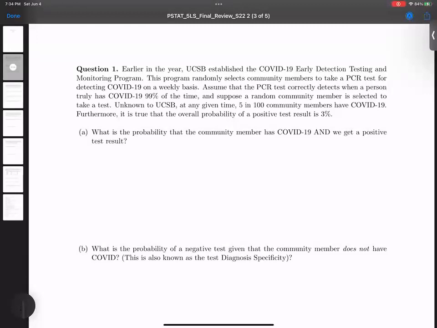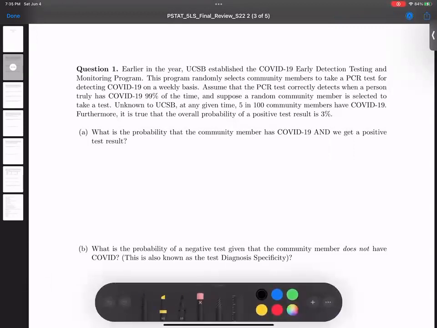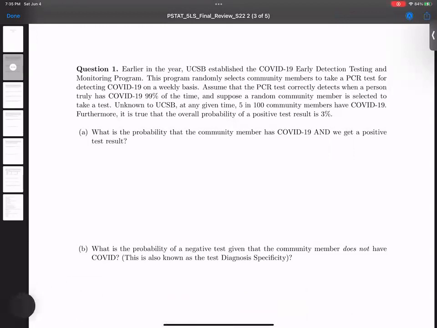And now we have a bunch of side questions. These are all going to be probability related. The first one is, what is the probability that the community member has COVID and we get a positive test result? For probability problems like this, what we really should do is list out everything that's given to us to start.